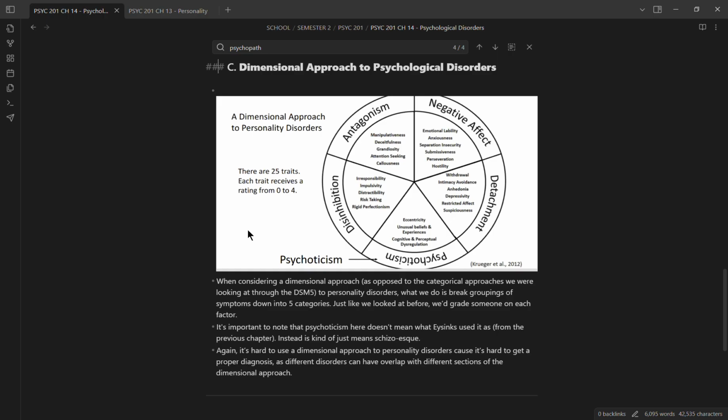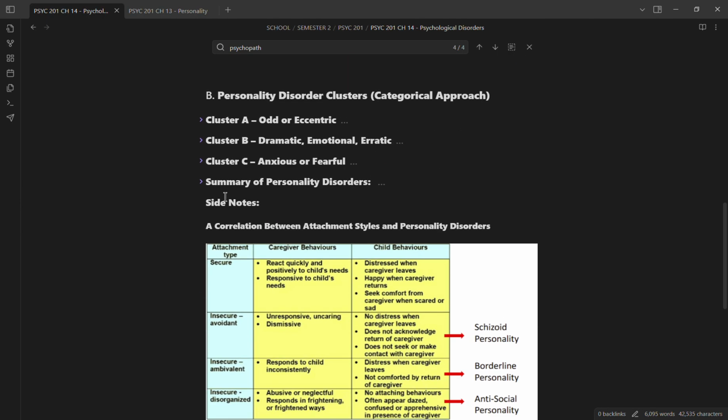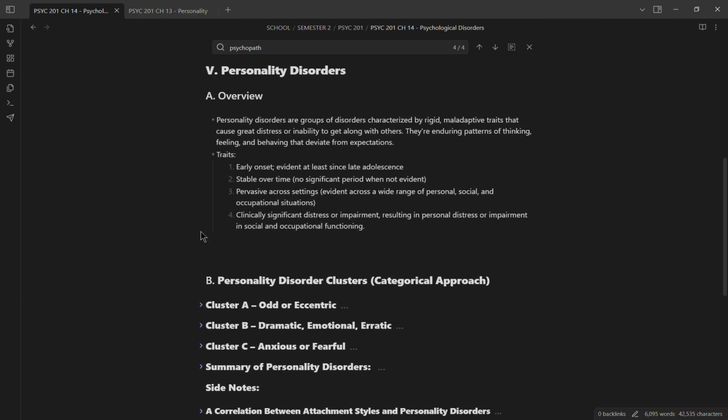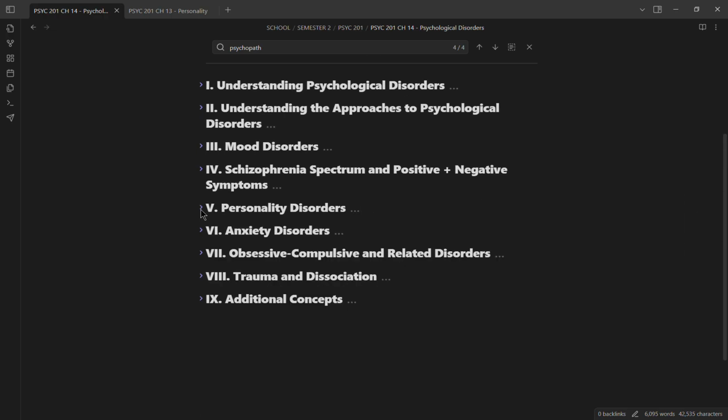Again, it's hard to use the dimensional approach. It's hard to use it to get a proper diagnosis, as different disorders can overlap with different sections of the dimensional approach. But it is a theory for a reason. Some people must use it, so can't really criticize it too hard.